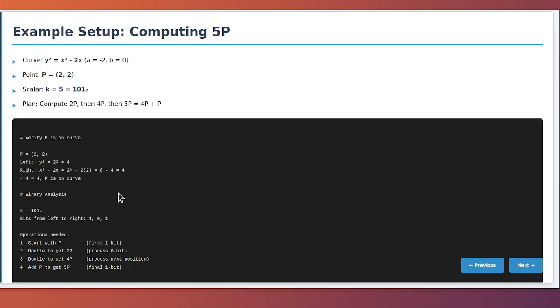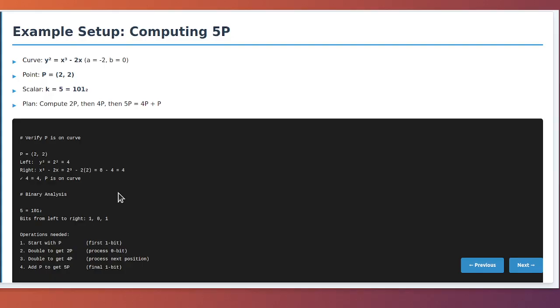Start with p, the leftmost one. Double to get 2p. Process the 0. Double again to get 4p. Process the next power. Then add p, the rightmost one. Let's trace through the algorithm step by step.